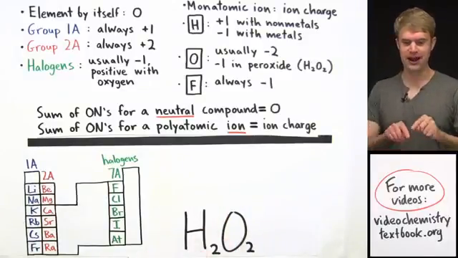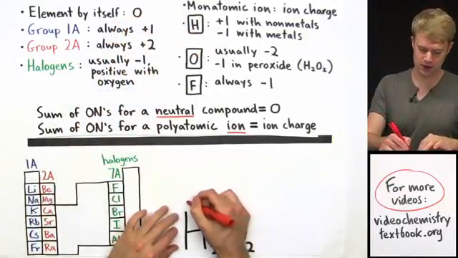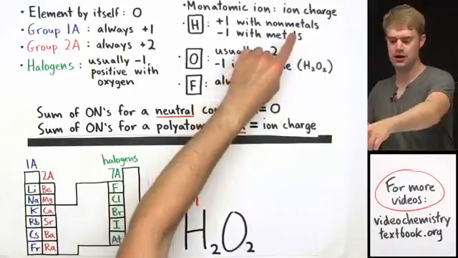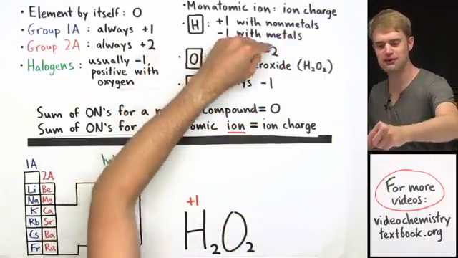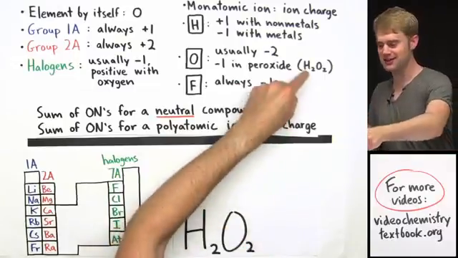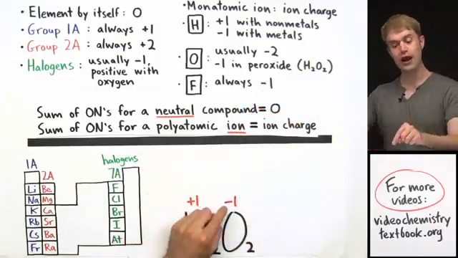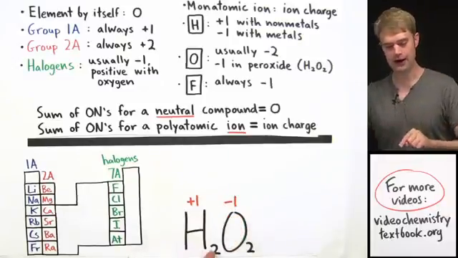H2O2. Okay, H, hydrogen, has an oxidation number of +1 with nonmetals. Oxygen is a nonmetal. Oxygen here is usually -2, but -1 in peroxide. Look at this. It's hydrogen peroxide, which means that its oxidation number is a rare -1 in this situation.